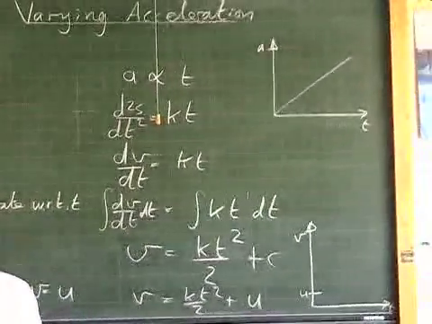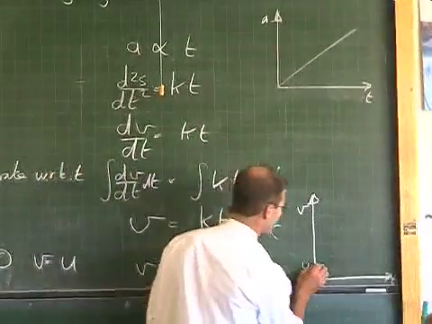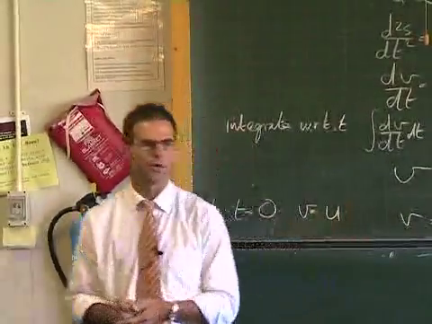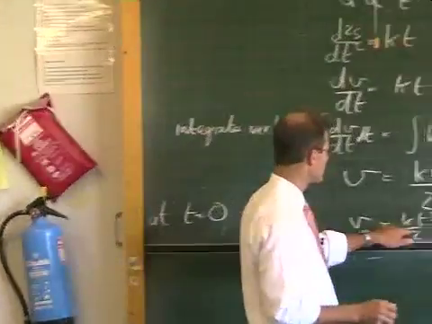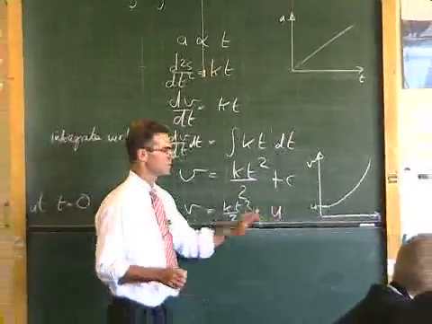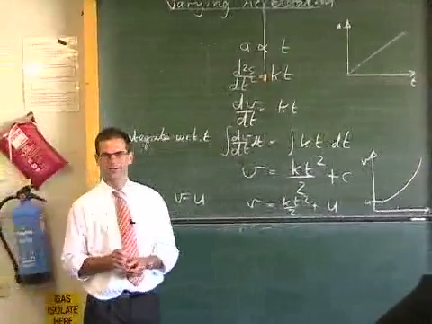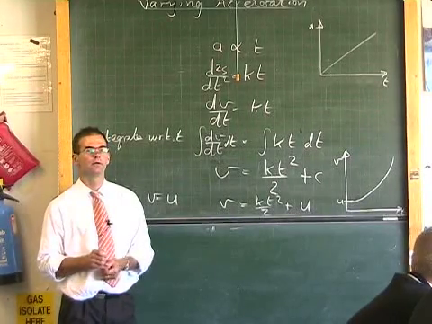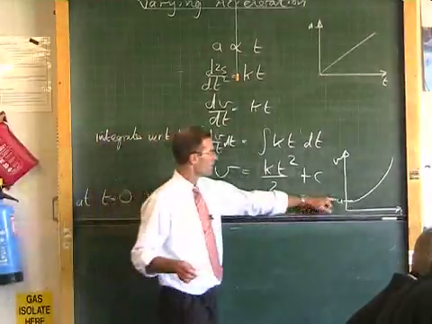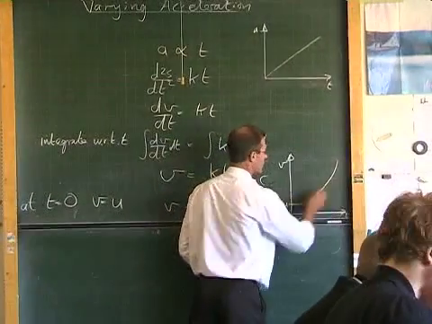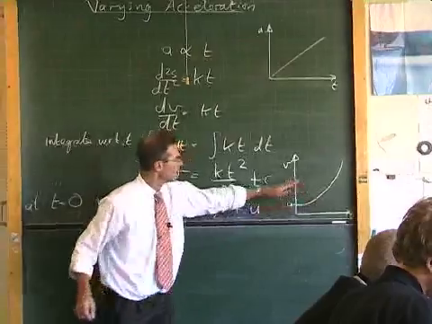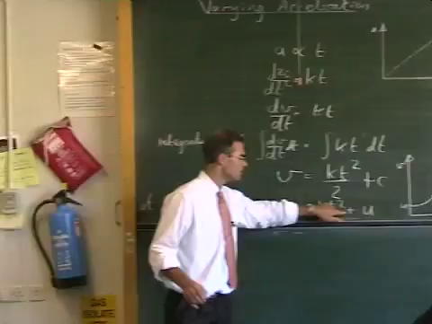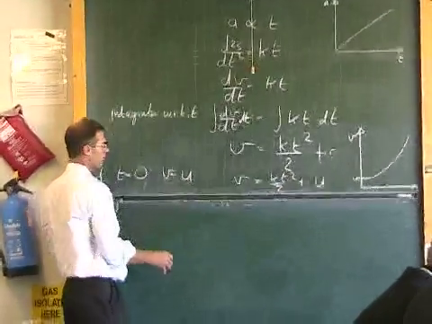Kirsten? Yeah. And mathematically, what would be the precise mathematical shape of that? Bear in mind that v is equal to kt squared over 2 plus a constant. Right? Okay, so we've got a parabolic curve here. And so velocity increases as the square of the time according to this equation.